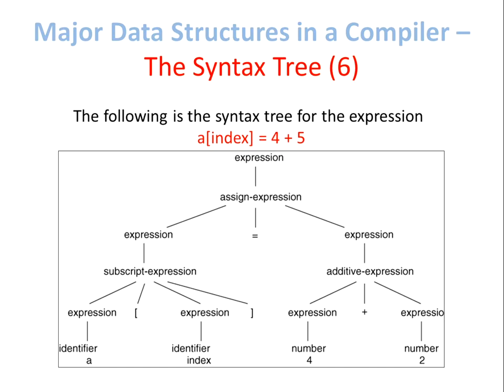So a left bracket, index, right bracket is a subscript expression, which is an expression. 4 plus 2 is an additive expression, which is an expression, and expression equal expression is an assignment expression and is an expression also. So this, A left bracket index right bracket equal 4 plus 2, is a valid syntactical instruction in C++ language.